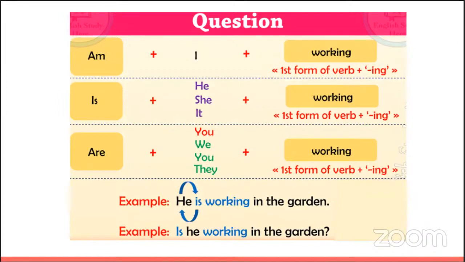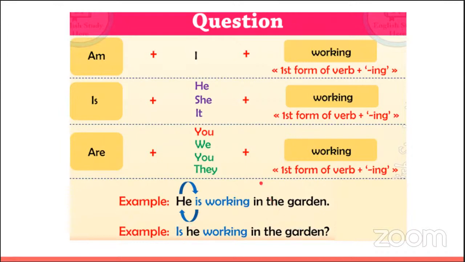The way we structure questions is basically placing the verb to be before the subject and then followed by the verb in the ing form. So an affirmative example is this one. He is working in the garden. To make it a question, we just invert positions: verb to be before the subject, subject, verb in the ing form, and complement. Is he working in the garden? Yes, he is. No, he isn't.